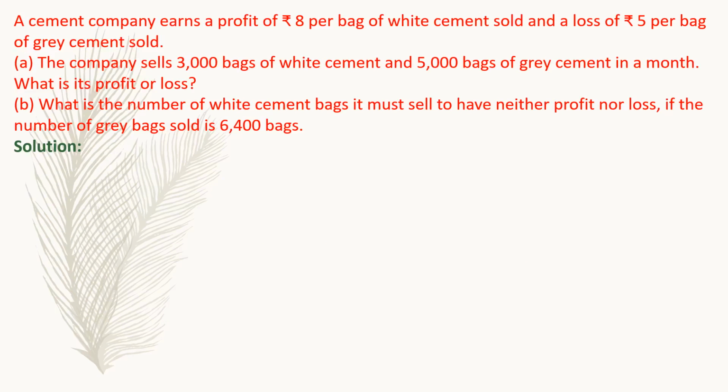Now, the next question is, a cement company earns a profit of rupees 8 per bag of white cement sold and a loss of rupees 5 per bag for grey cement sold. Part A. The company sells 3,000 bags of white cement and 5,000 bags of grey cement in a month. What is its profit or loss? And part B. What is the number of white cement bags it must sell to have neither profit nor loss if the number of grey bags sold is 6,400 bags?